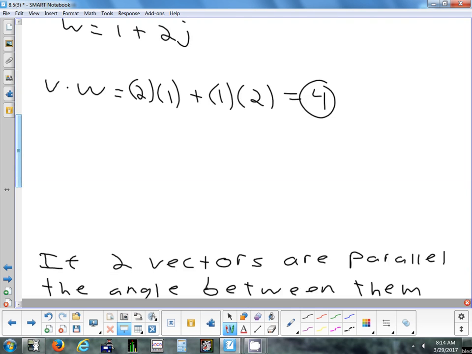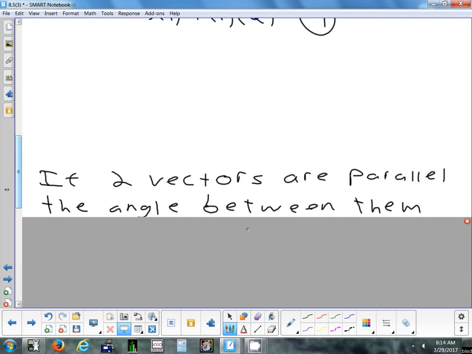All right, so that's perpendicular. And the next thing is parallel. So if orthogonal means the angle's 90, any guess what the angle would be if the vectors are parallel?